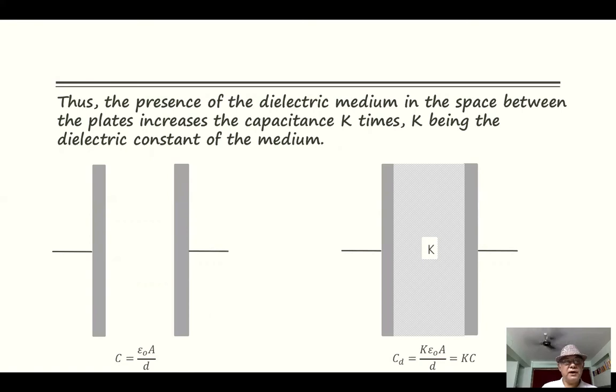In the first figure to the left, parallel plate capacitor without the dielectric, the capacitance is C. To the right, the same capacitor with a dielectric in between the plates, and the capacitance has increased to a new value K times C, C being the original value.